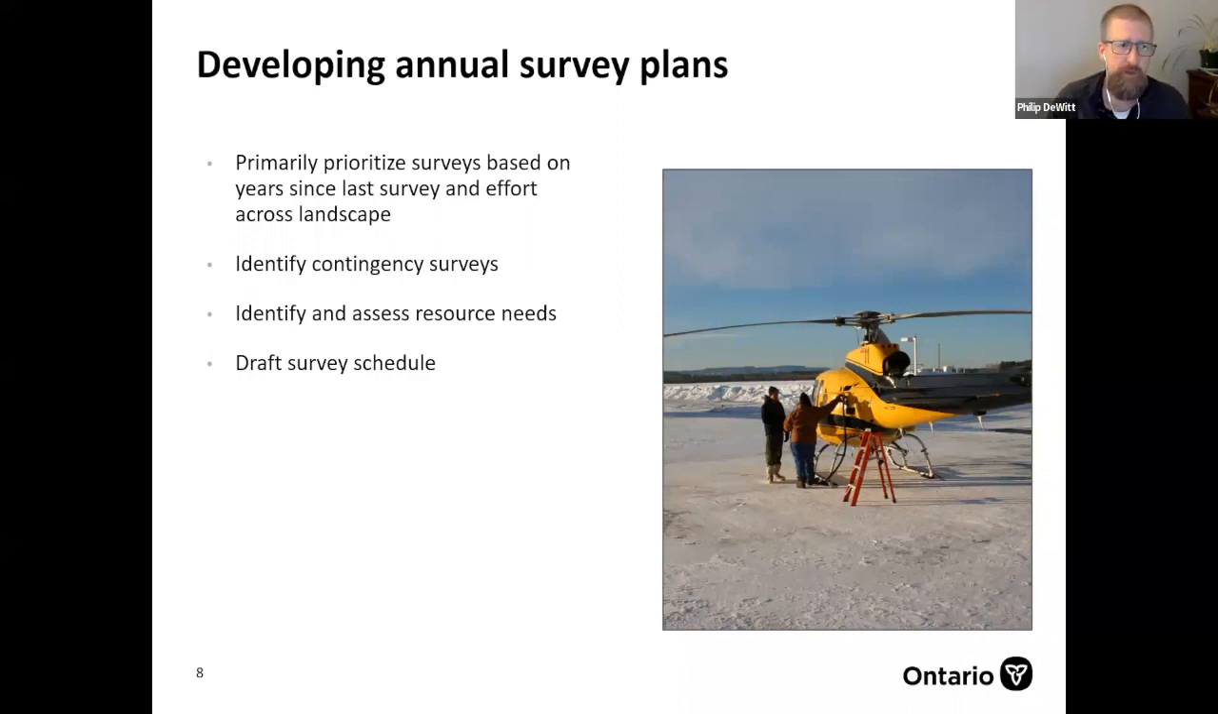Another component we do here is identify contingency surveys. So, we'll have this list of surveys where our primary focus is, but at the same point in time, we'll usually identify a couple of contingency surveys in other areas, where, if for whatever reason, say weather conditions go bad or moose move into late winter habitat where we can't see them, we can shift that effort. So if there's a problem in one part of the province, we can shift that effort to another part of the province.